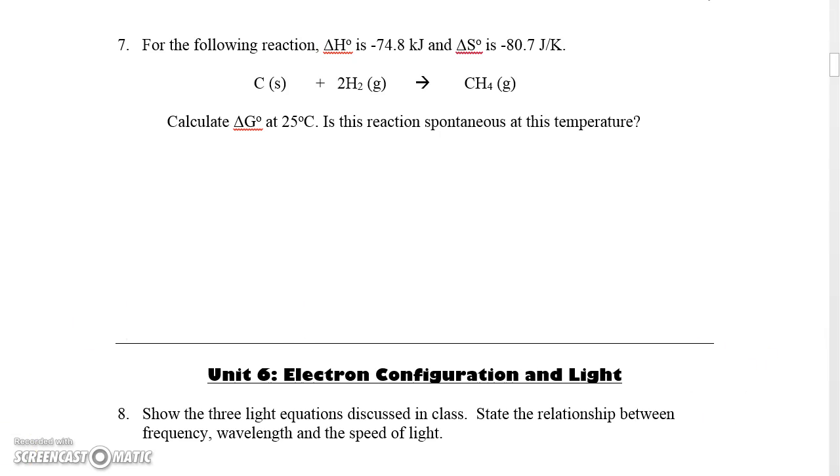And if you remember, to find out if it's spontaneous or not, our delta G has to be less than 0, or negative. If delta G is positive, it's going to be a non-spontaneous reaction.